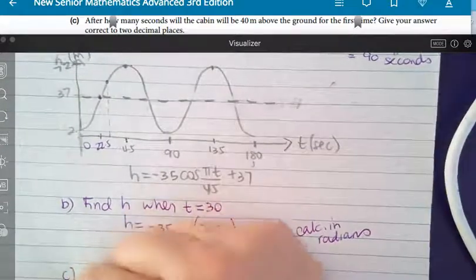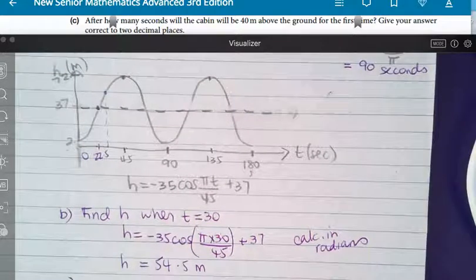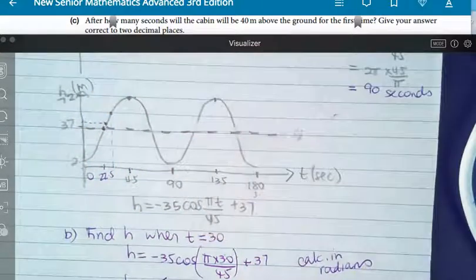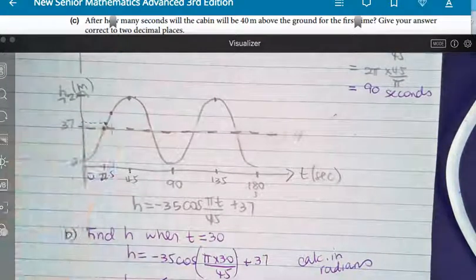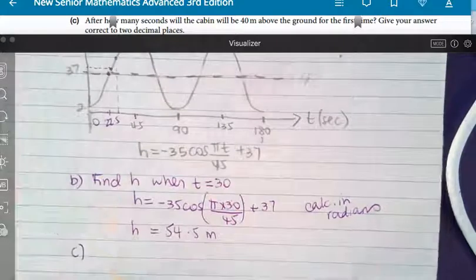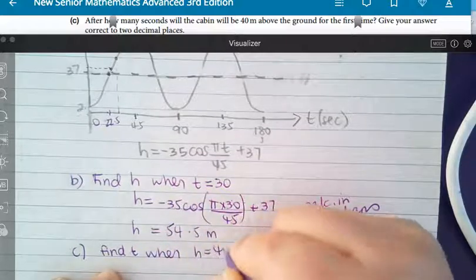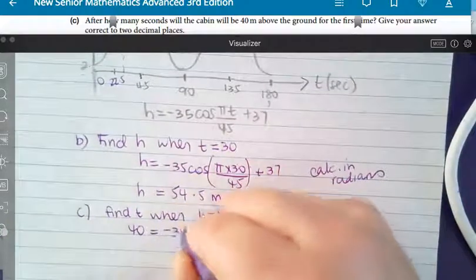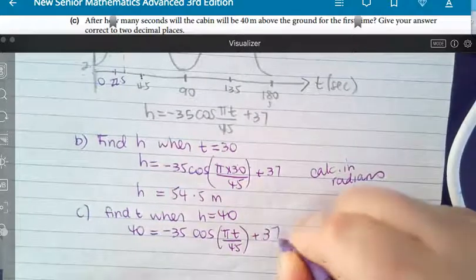Okay, now part C says, after how many seconds will the cabin be 40 meters above the ground for the first time? So 40 meters above the ground, to me, that looks like slightly above 37. It should be about here. I'm guessing it's going to be around 24, 25 seconds. If I read it off the graph, let's have a look. We're not going to guess, we're going to substitute. So what we're going to do is find T when H is 40. So we substitute H is 40 into our equation. 40 equals -35 cos pi t on 45 plus 37.